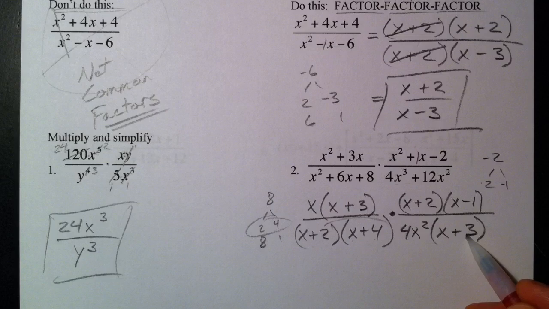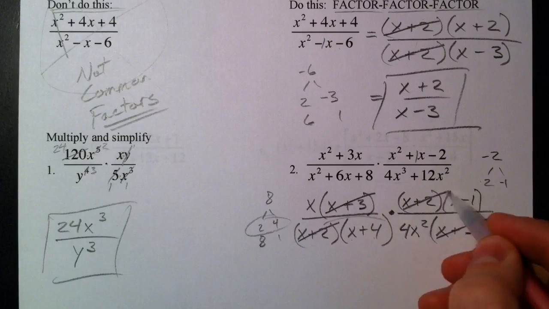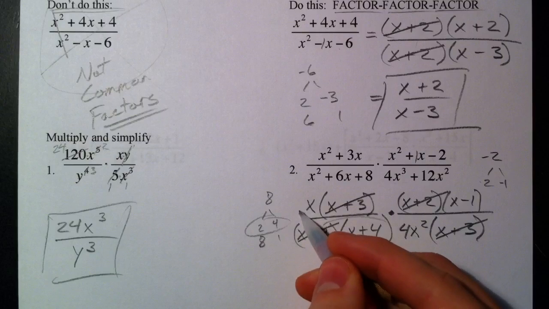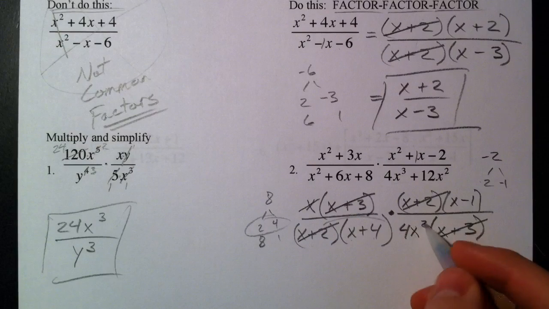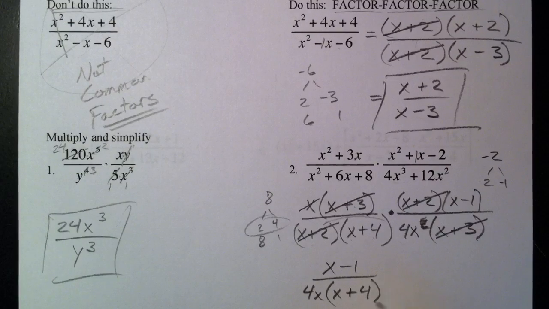X plus 3 divided by x plus 3 is 1. X plus 2 divided by x plus 2 is 1. Those are going to have to stay, but then this x and this x have an x in common, so I'm going to cross out one of them, and so this x squared is no longer an x squared. And so crossed out, crossed out, crossed out. We've got x minus 1 divided by, and I usually like to write the 4x out in front because it looks a little cleaner, and I just leave it in factored form. Don't worry about multiplying it out.